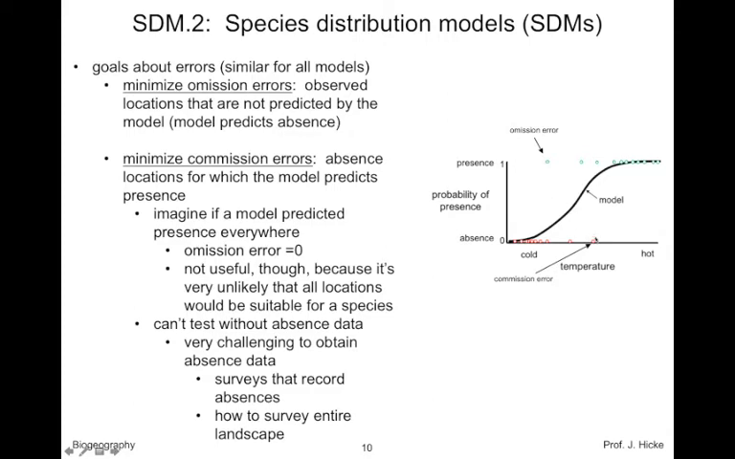But of course you now have a huge commission error because there's all these absences that you are incorrectly predicting. So it's not useful in this sense to not consider commission error. You have to minimize commission error as well, but again, the issue is that it's challenging to obtain absence data.